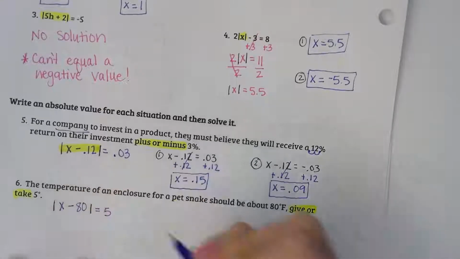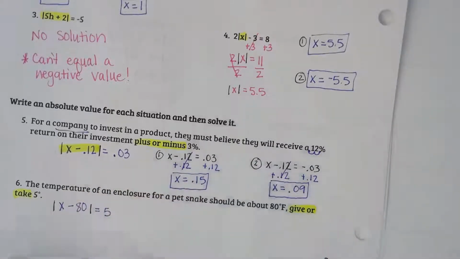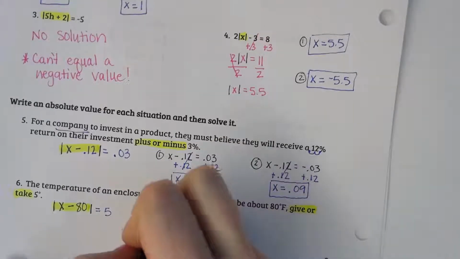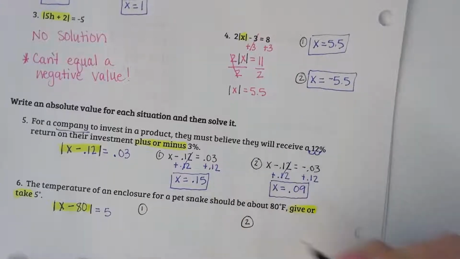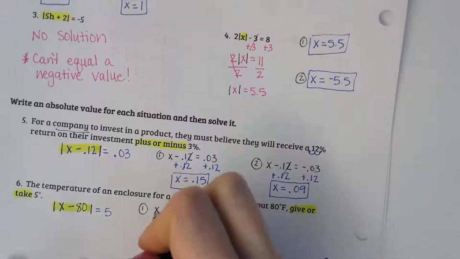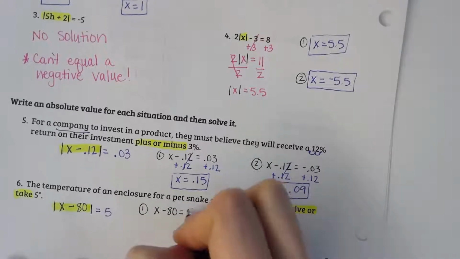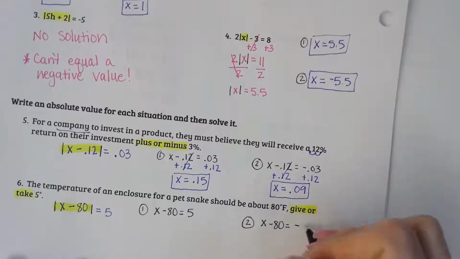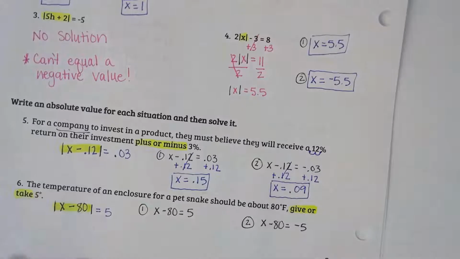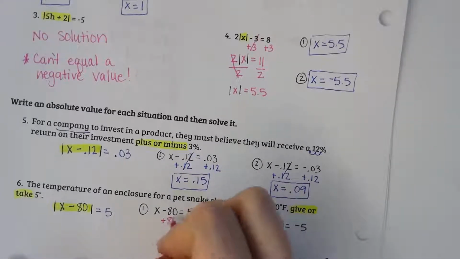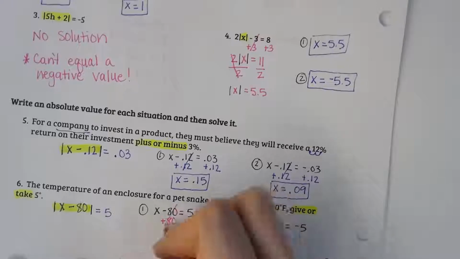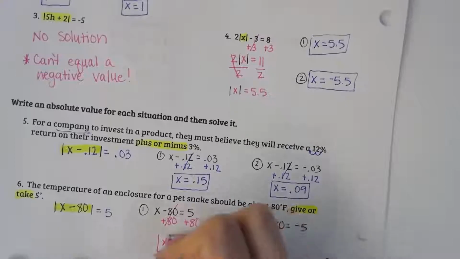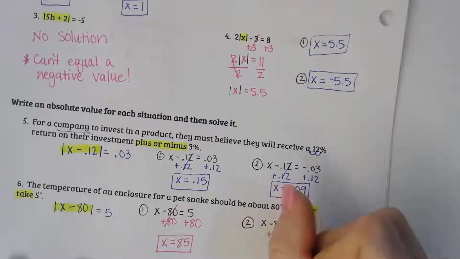5 degrees. So again, I need to make sure that this is all by itself, which it is. So I can go ahead and make my two equations. So x minus 80 equals 5. And then the second one, I drop the bars and make it a negative. So first I'm going to add the 80. So x equals 85. And then again, add the 80.